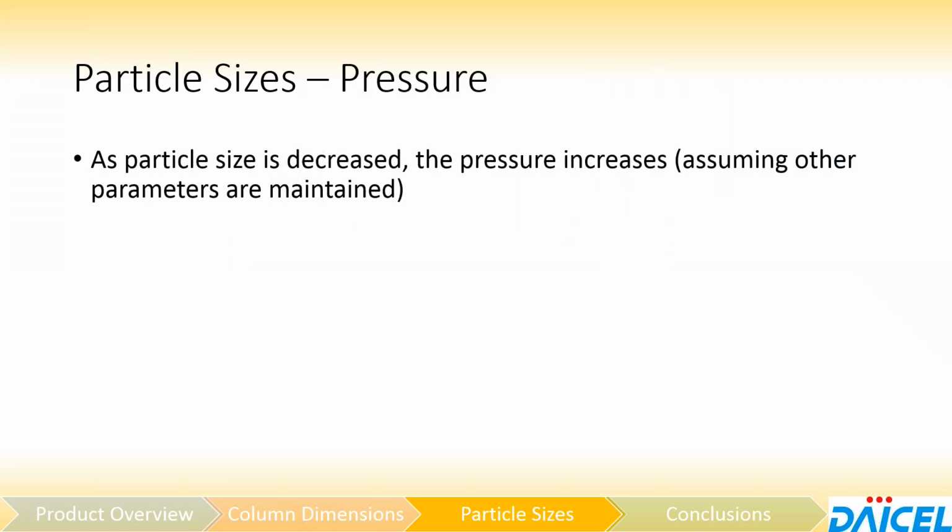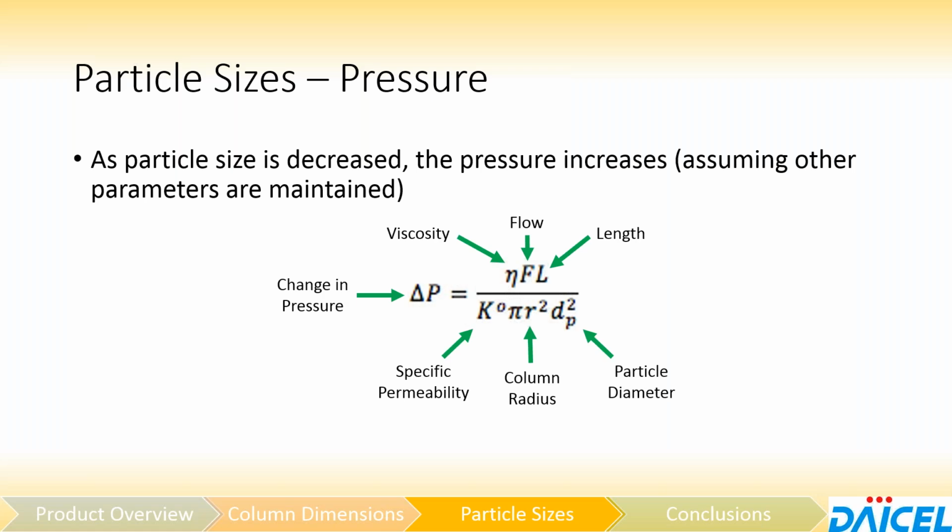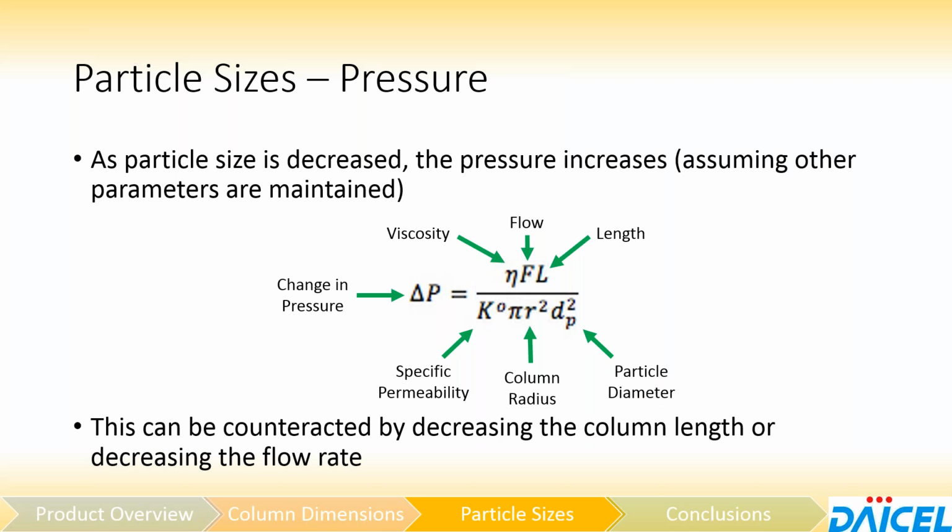So that's why we can get the improvements in resolution with our smaller particles going faster, whereas we generally tend to lose that with our larger particles. So if we look at pressure for a second here, as particle sizes decrease, pressure increases, assuming again that all other parameters are maintained. So going back to that pressure equation, we know that the change in pressure is inversely proportional to the particle diameter, so that all holds true. This, of course, can be counteracted by decreasing the column length or decreasing the flow rate, which we talked about previously when we talked about scaling for flow rates.